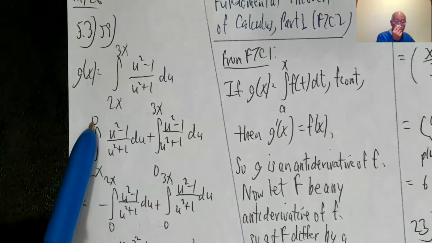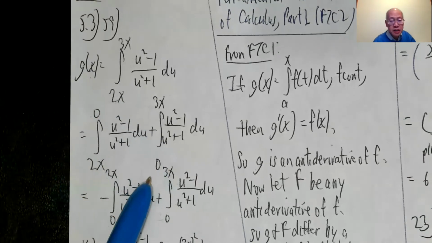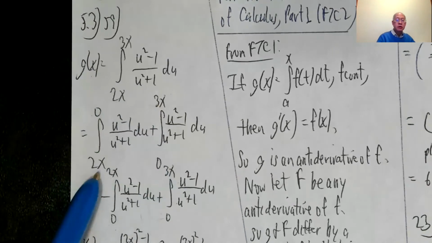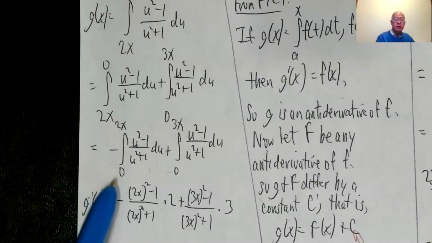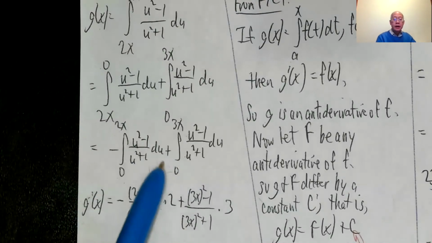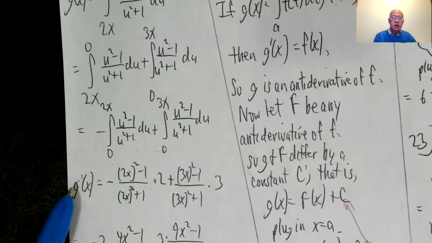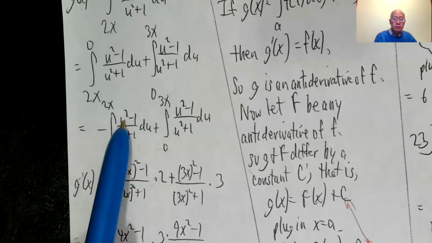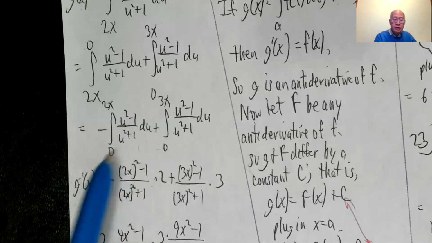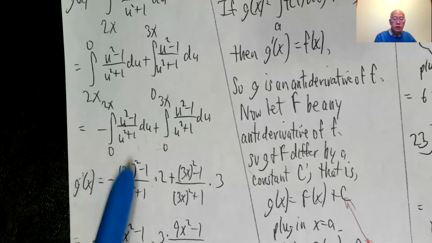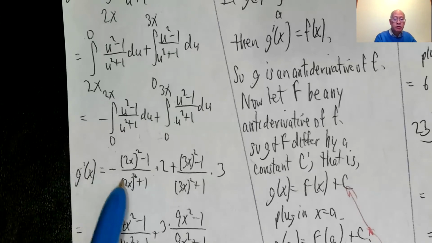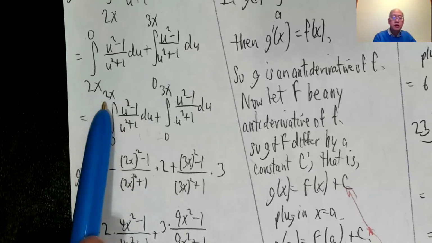Okay, and then I realized this is fine, constant variable. This one needs to be turned around. So negative integral from 0 to 2x and 0 to 3x. So now they're both good. So g prime of x is negative. Put 2x right there, 2x right there. So 2x quantity squared minus 1, 2x quantity squared plus 1, times the derivative of 2x, which is 2.